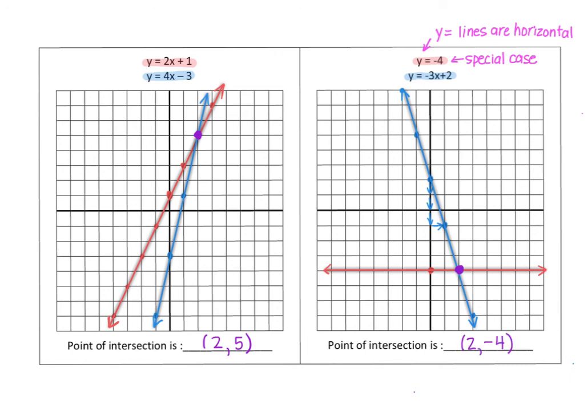So that's how we find the point of intersection, by plotting lines on the same grid in order to find the place where they meet. This is how we solve a system of linear equations.